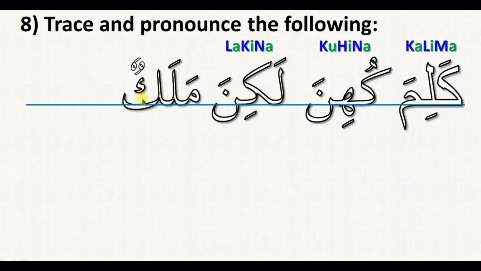Here K is at the end of the word. M, L, K, symbol, vowels. M-A Ma, L-A La, K-U-N kun, malakun.